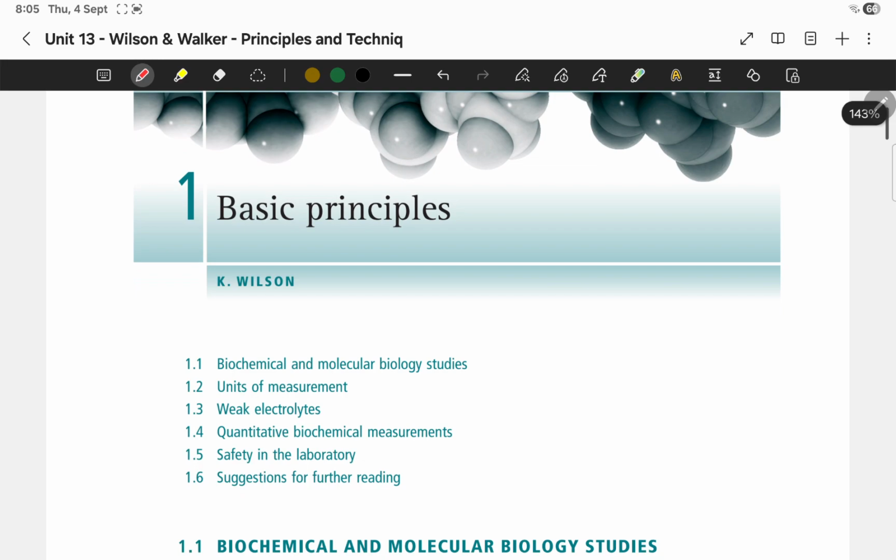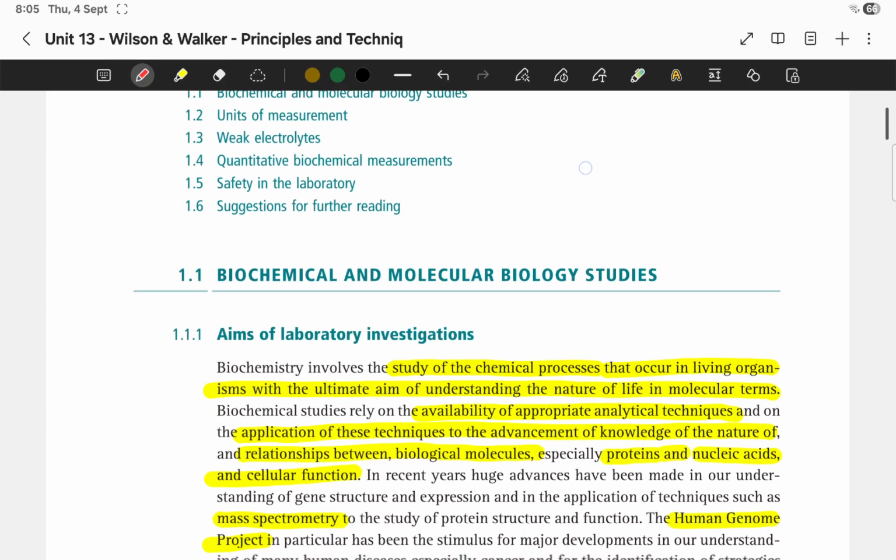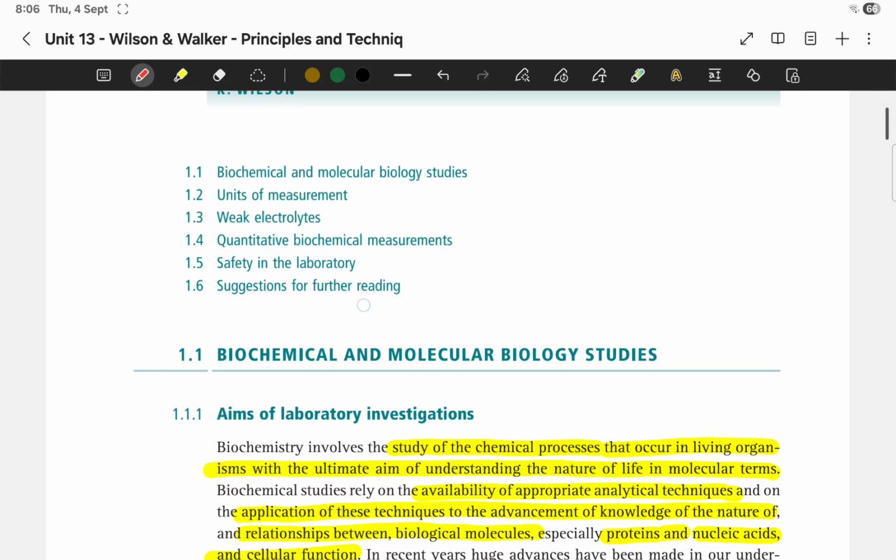Okay, so we'll start with the basic principles. It has quite a bit of pages here, so we'll be reading about biochemical and molecular biology studies, units of measurement, weak electrolytes, quantitative biochemical measurements, safety in the laboratory, and suggestions for further reading.